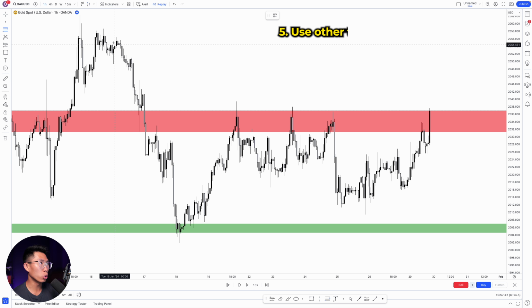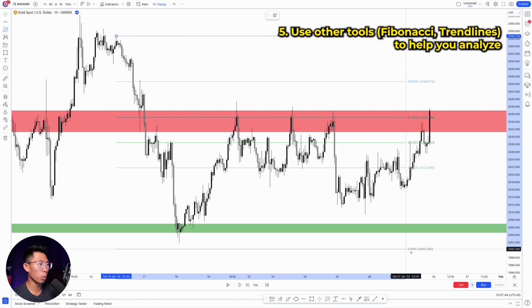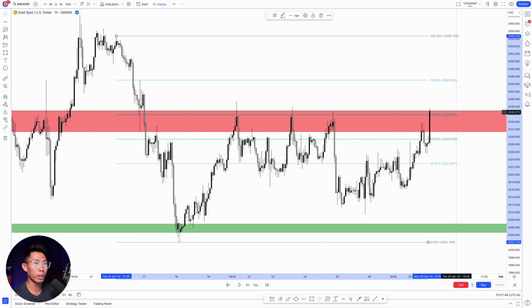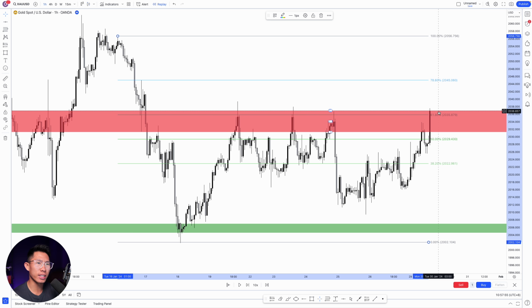In addition to that, you can also draw out your Fibonacci, like I mentioned, from point A to point B right here, and you can see that price has also retraced to the 61.8 retracement level. And just nice, the 61.8 retracement level actually lined up with our supply zone order block area right here. This just gave us additional confidence to enter for a sell position right here.